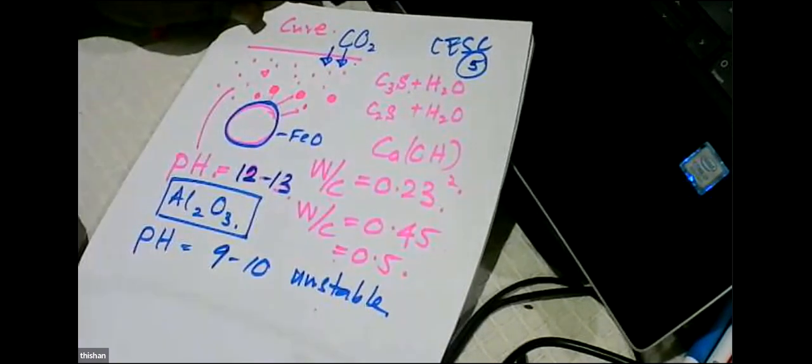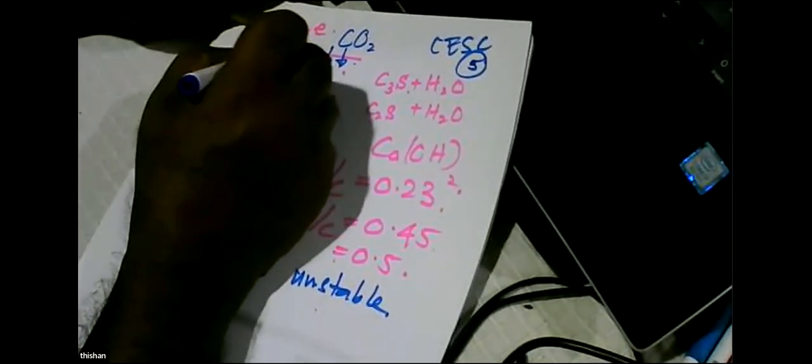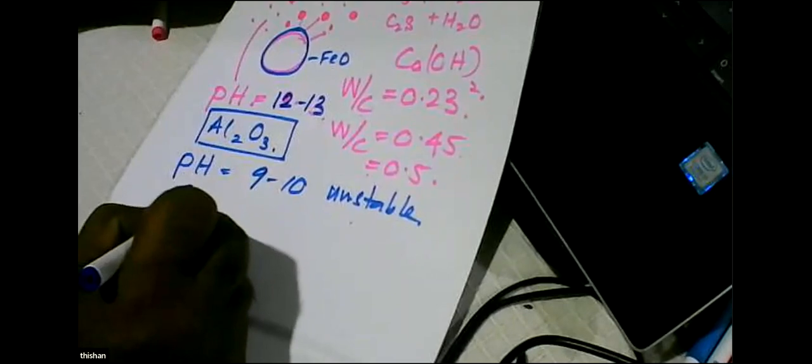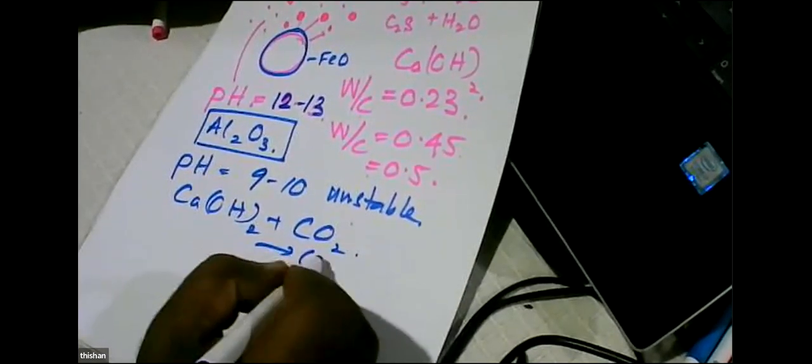So what happens once we cast concrete? There's carbon dioxide in the atmosphere. This carbon dioxide has been emitted to the atmosphere due to vehicle pollution and burning coal, and not only that, even producing cement emits carbon dioxide to the atmosphere. So all this carbon dioxide will start reacting with calcium hydroxide, and it will form carbonic acid.